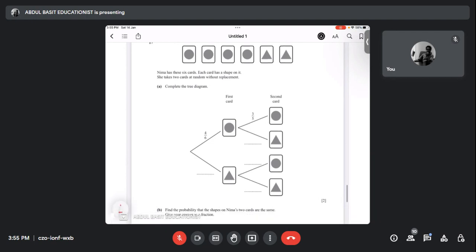Nima has these 6 cards. Each card has a shape on it. आपको क्या नजर आ रहा है कि 6 में से क्या क्या है? 4 circles और 2 triangles. Okay, total probability 1 है तो सर्कल 4/6 है तो ट्रायंगल्स कितने होंगे? 2/6. जबरदस्त. चलो जी, ये 1 नंबर आपको इसमें मिल जाएगा. फिर पढ़ें.